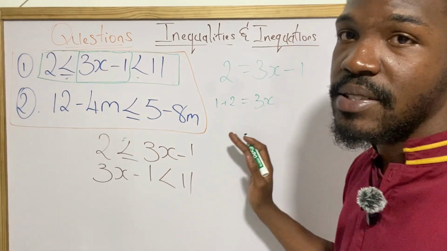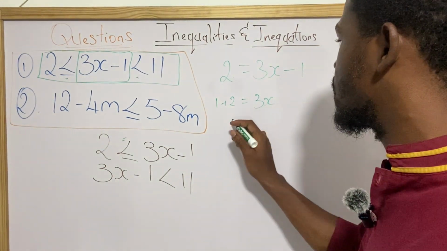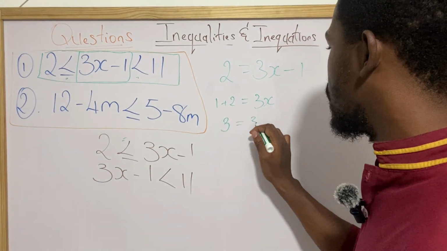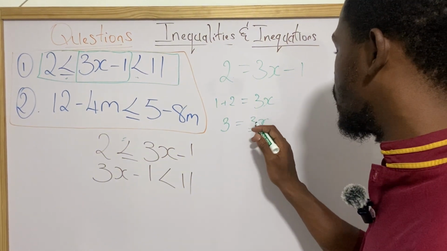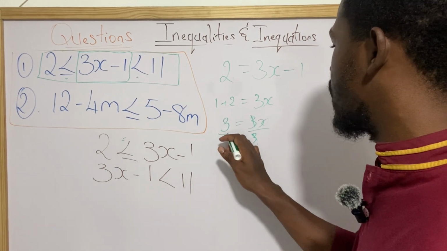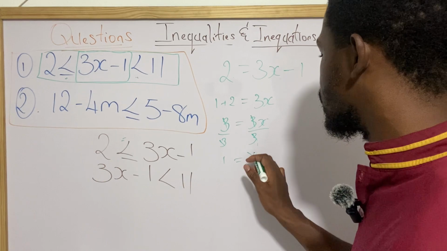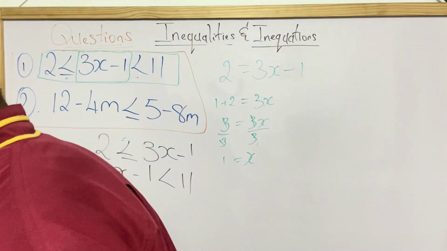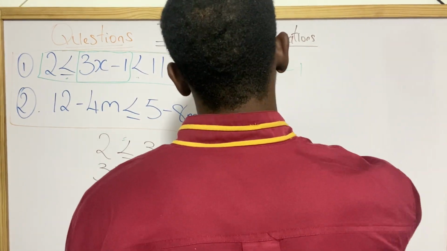I'm just putting these small on the board and I'm going to erase it. I'm just trying to give you an example. So 1 plus 2 is 3. Where we have 3x, we need to remove this 3 to solve for x, and we divide both sides by 3. So we would have 1 equals x. When it comes to solving inequalities, we do the same thing.